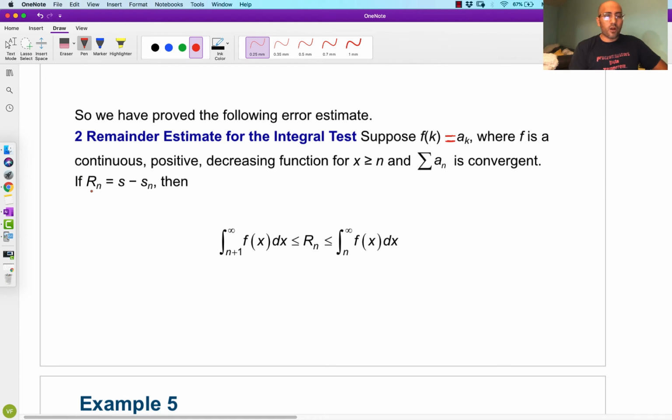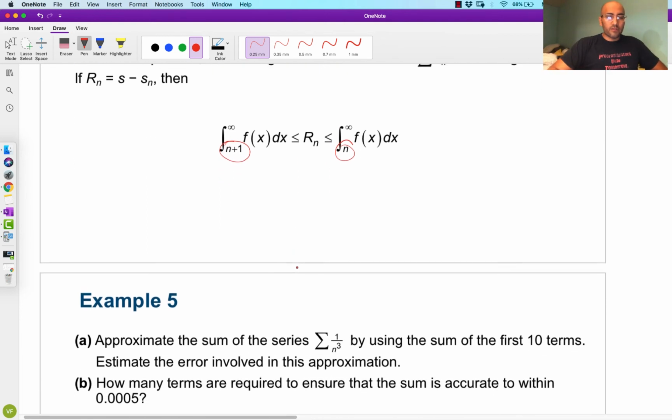If the remainder R sub n equals s minus s sub n, then we know that that remainder is trapped between these two things. The lower bound is the integral of f of x starting at n plus 1 to infinity. Whereas the integral starting with n to infinity becomes an upper bound. So that remainder is less than that. Okay, all right, let's look at an example.